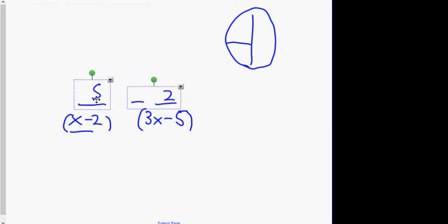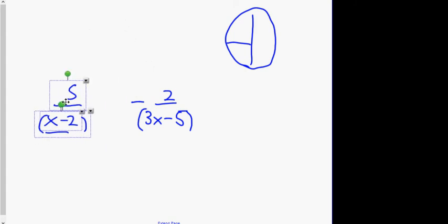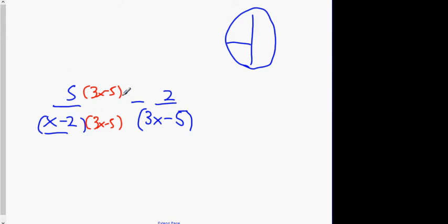There we go. Okay, so what we're going to do is, it's going to look up at the other one and say, I could do with a 3x minus 5. So I'll go, alright, 3x minus 5 top, 3x minus 5 on the bottom. You guys happy with that? The 3x minus 5 looks over, what does it want top and bottom now? x minus 2 and x minus 2.